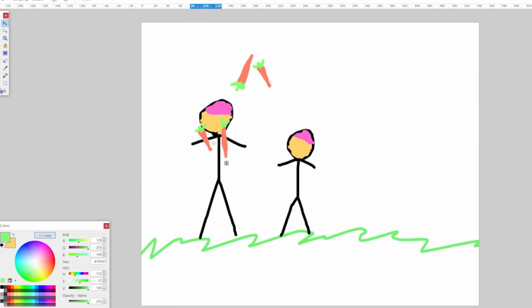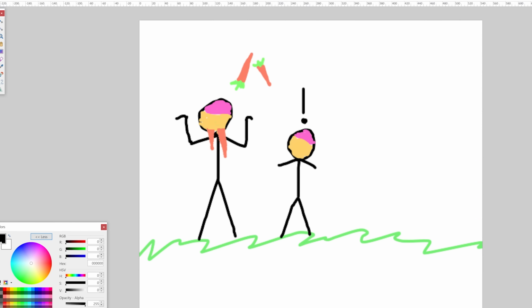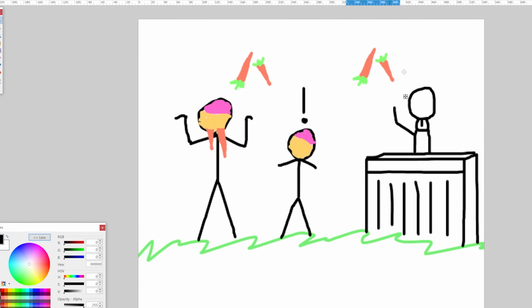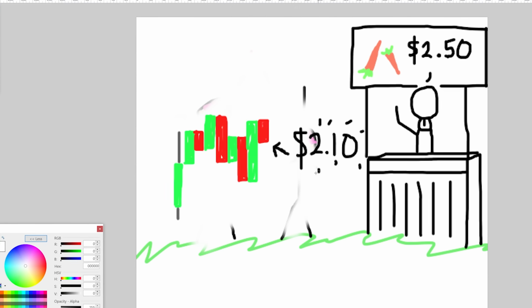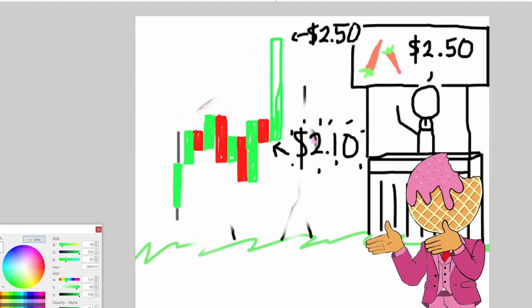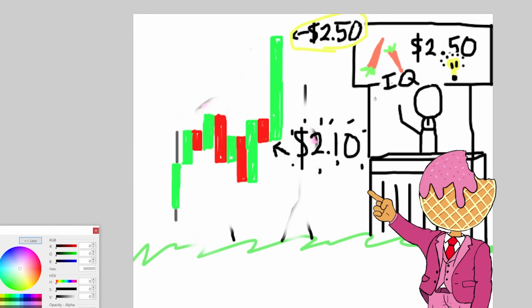Let's say I'm trying to buy carrots, so I can look like an extra intimidating saber-toothed tiger when I bully my younger brother for his lunch money. And the cheapest I can get carrots is for $2.50, but someone else just bought it for $2.10, so I'm getting scammed. There is a huge gap between what I want and what is available.